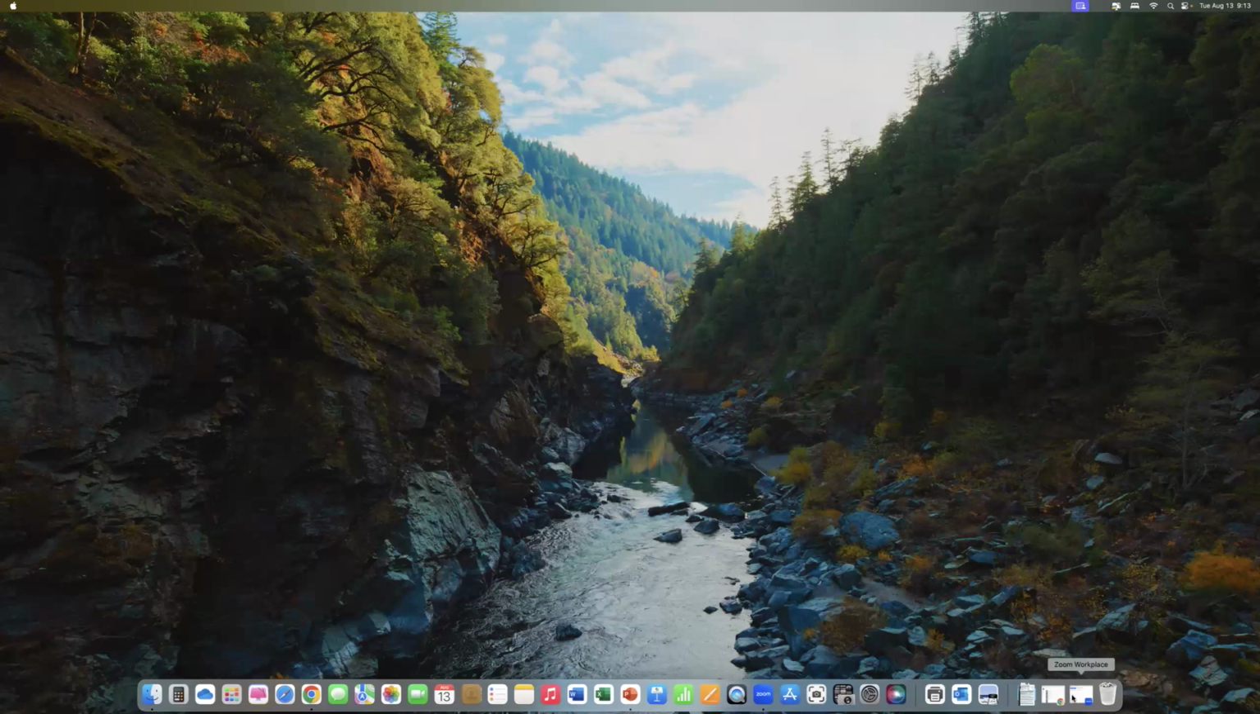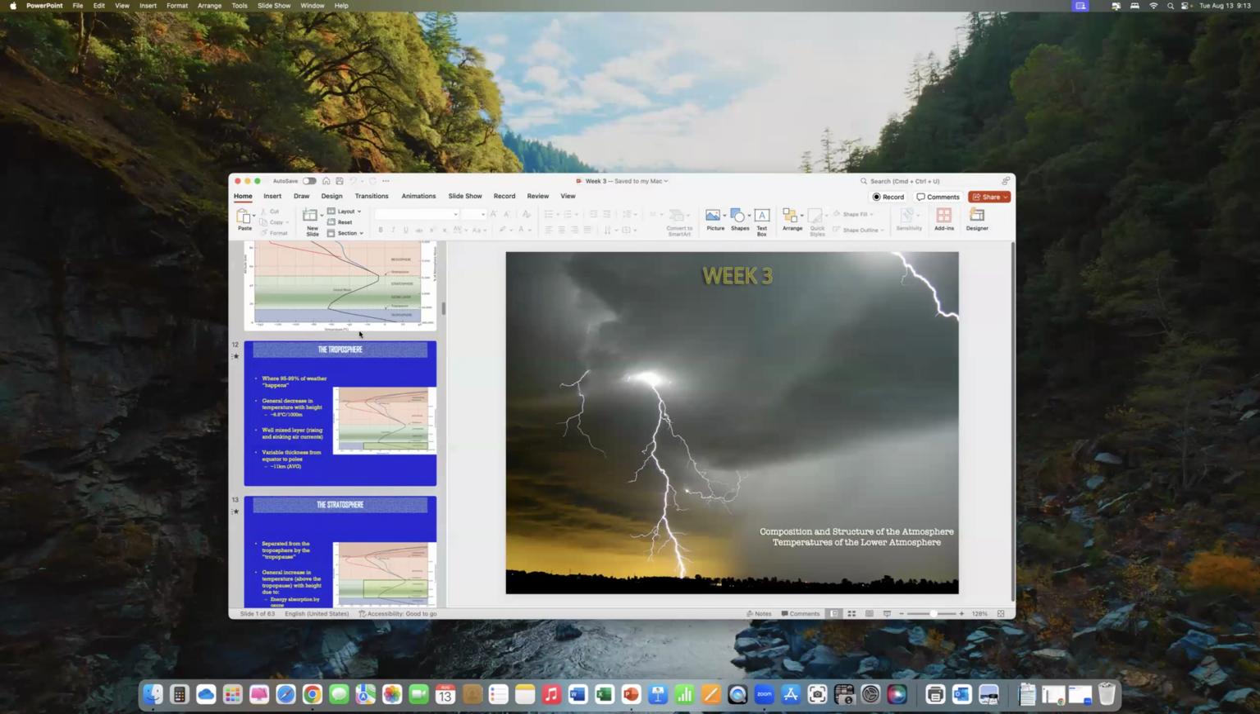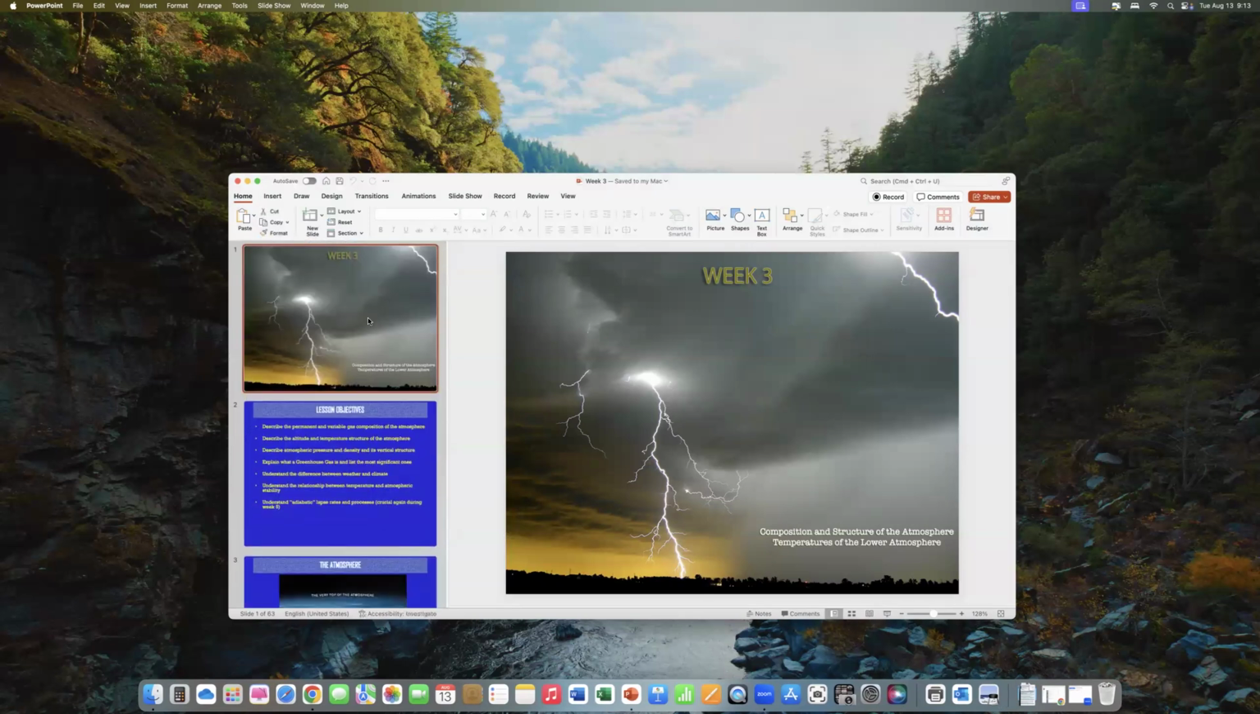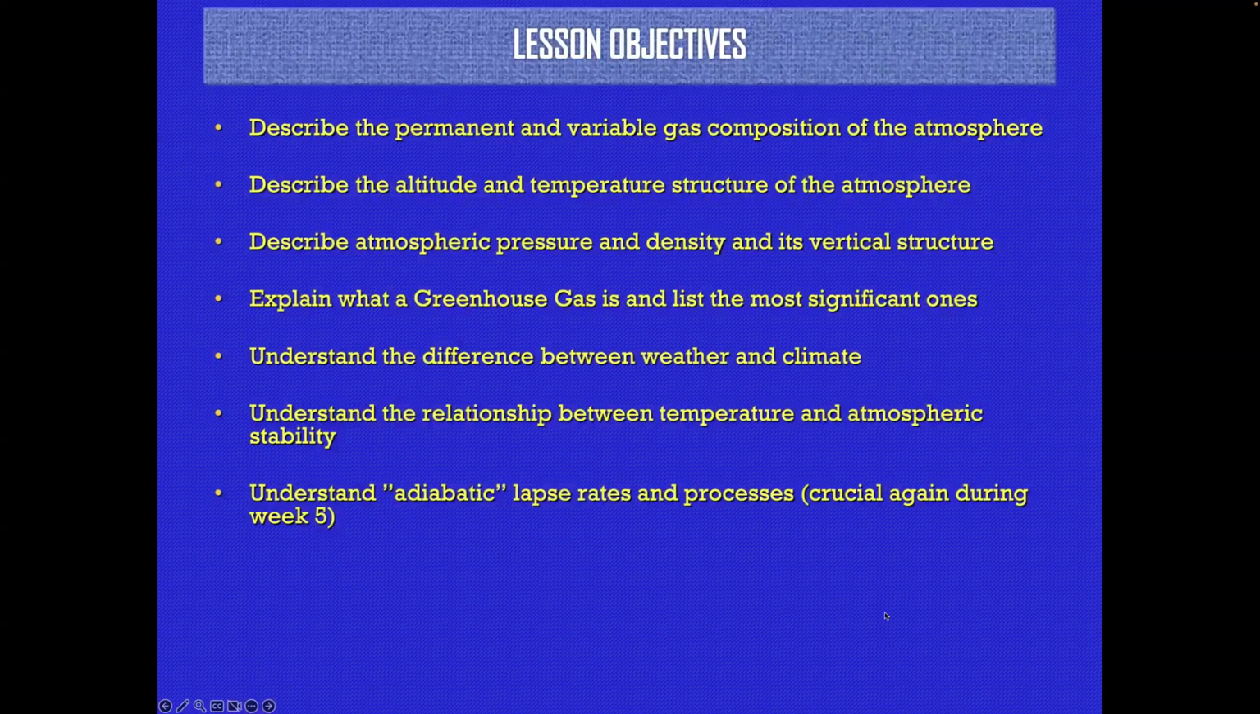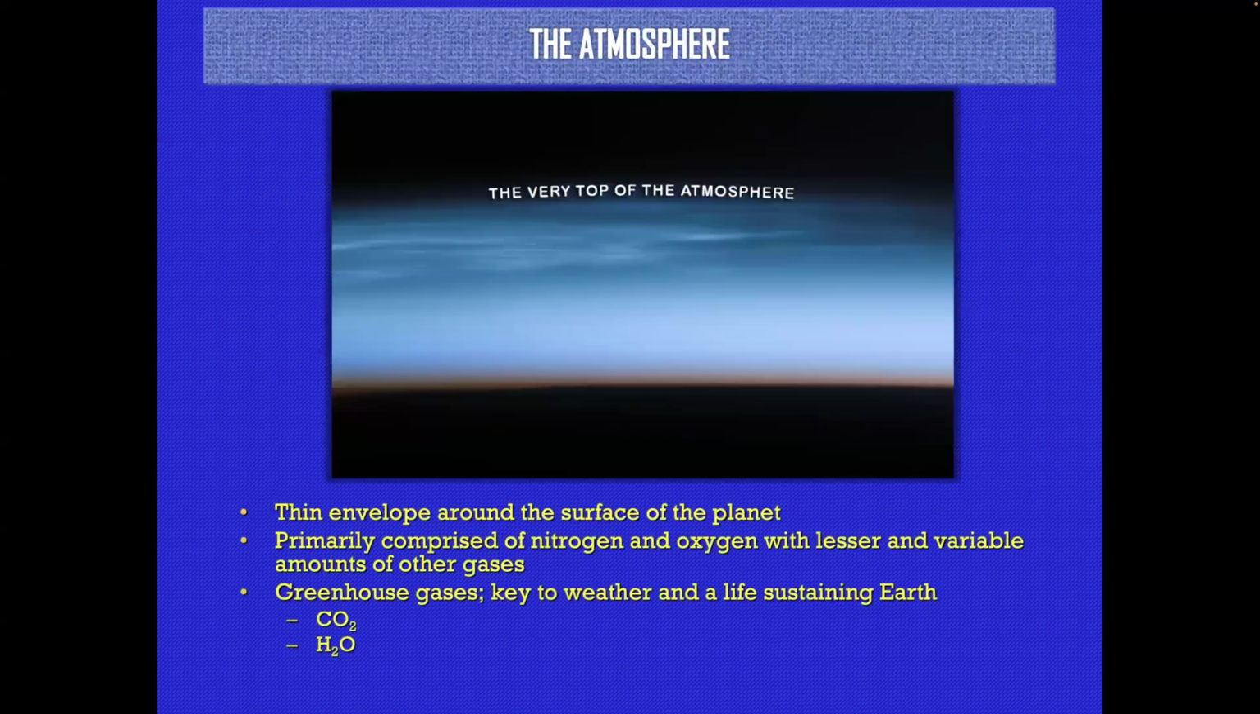So let's get the lesson going. Again, we begin with the beginning here of the meteorological or atmospheric block. This covers composition and structure of the atmosphere and temperatures of the lower atmosphere. So let's get that going. Again, week 3, these are the lesson objectives, and I won't cover or read them all to you. You can go over them on your own, but that is what the lesson objectives for this particular lesson happen to be.